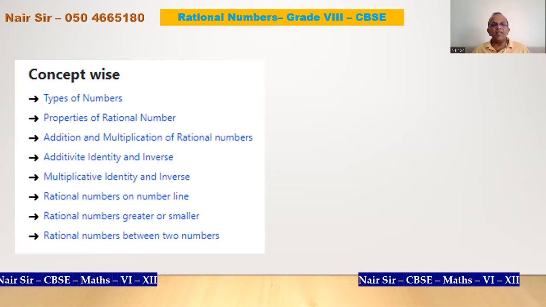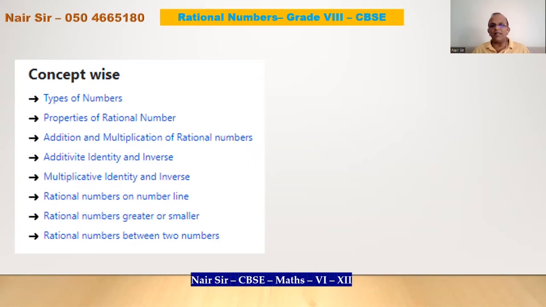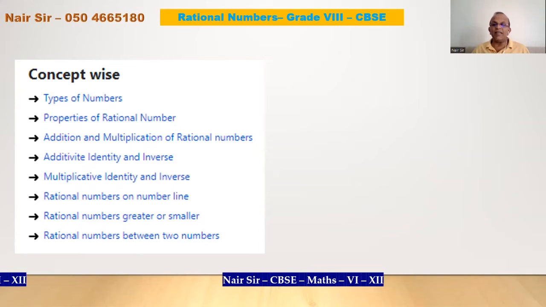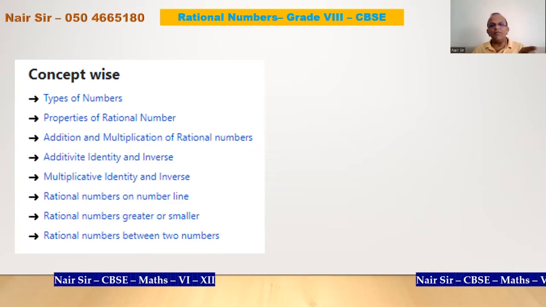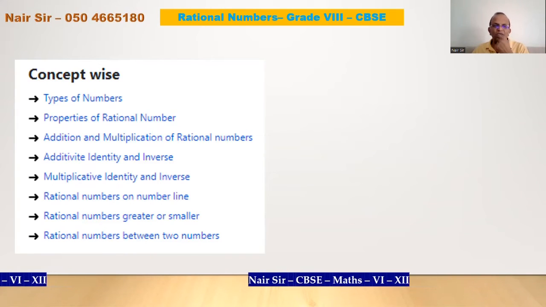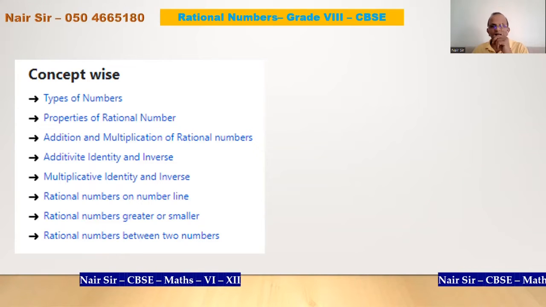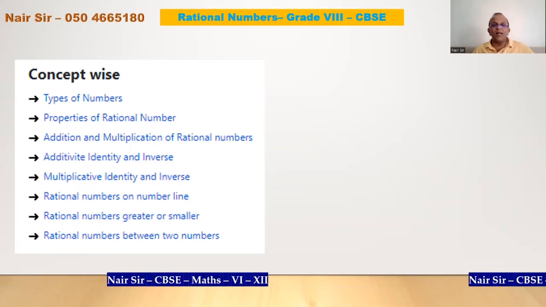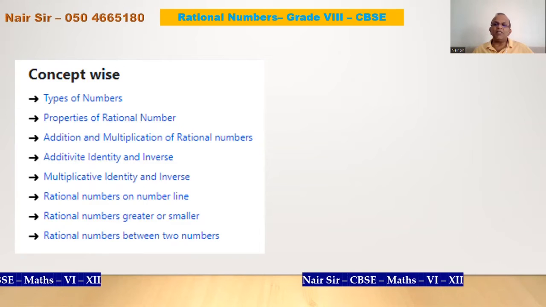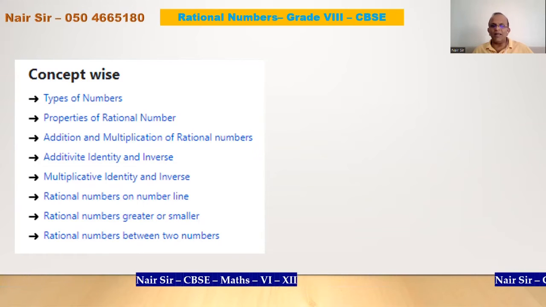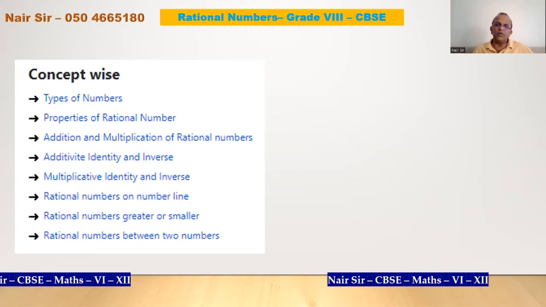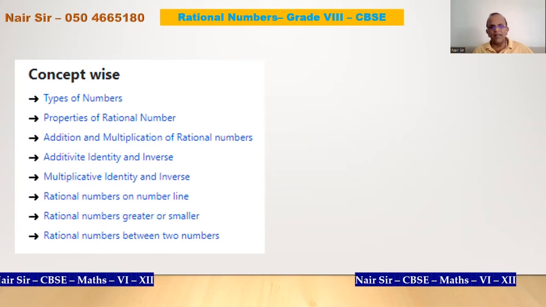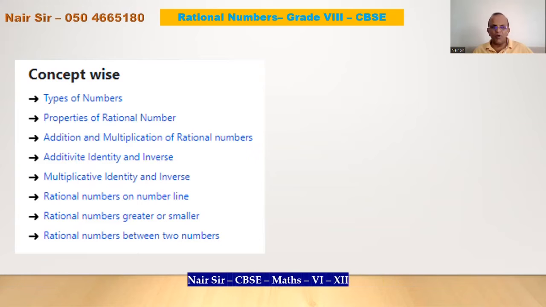We are going to study the additive identity and inverse, multiplicative identity and inverse. I'm going to give you a trick on this for your identity. Watch this video till the last to know more about it. Rational numbers on a number line. Yes, every single number can be represented on a number line. So how are we going to represent a rational number on a number line? Again, there is a trick. I'm going to teach that.